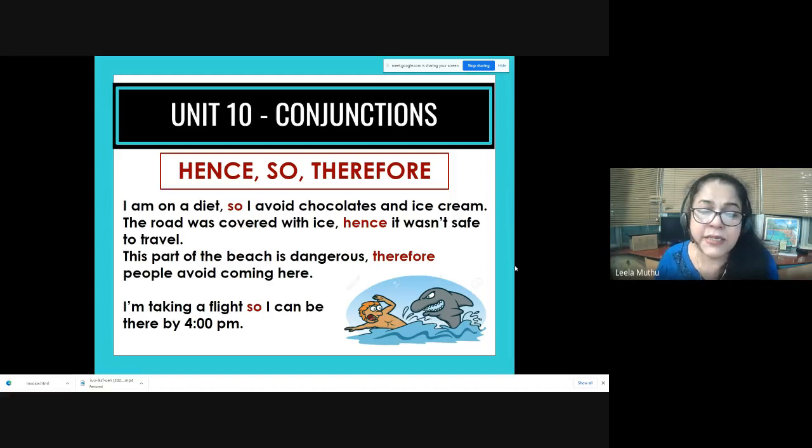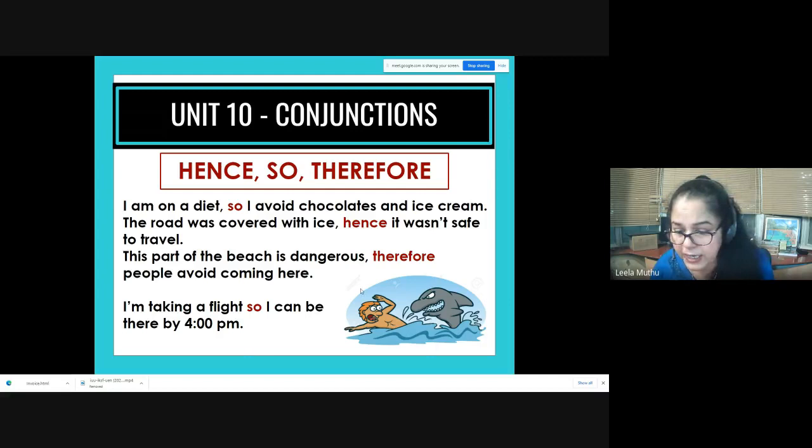Okay, so the second one is the road was covered with ice, therefore, so, hence, it wasn't safe to travel. Because of the first sentence, the second was the reason why we didn't do the second part of the statement. First one, this part of the beach is dangerous, which is why people avoid coming here. Because it's dangerous, right? I'm taking a flight, so I can be there by 4 o'clock. So is the conjunction here. I want to take a flight, so the result will be that I'll be there before 4.